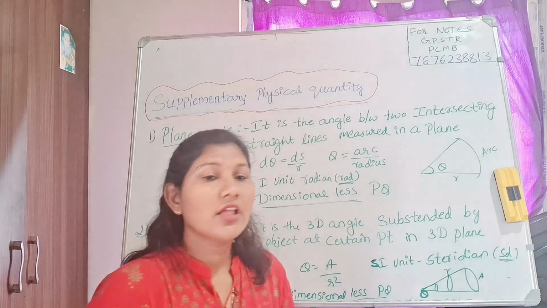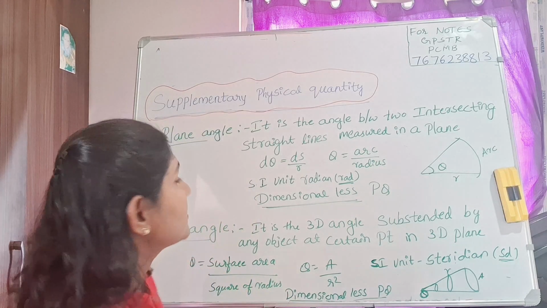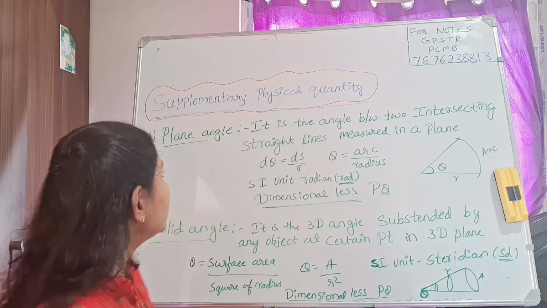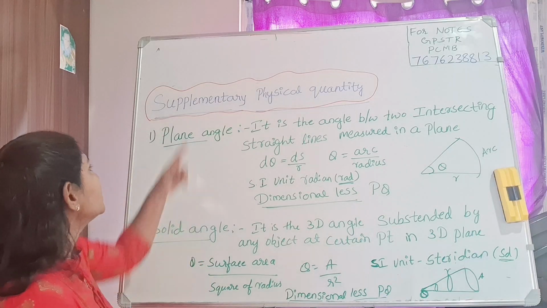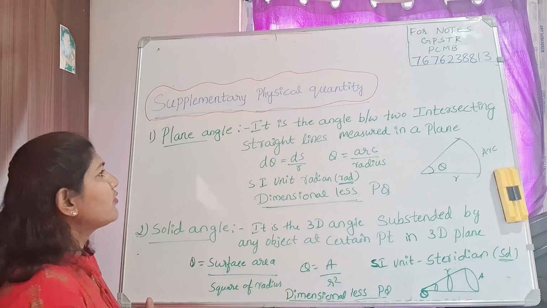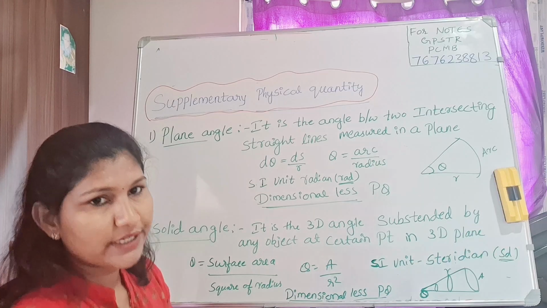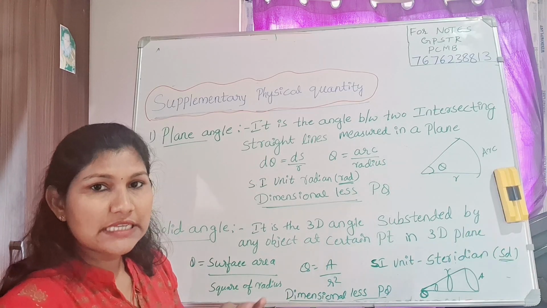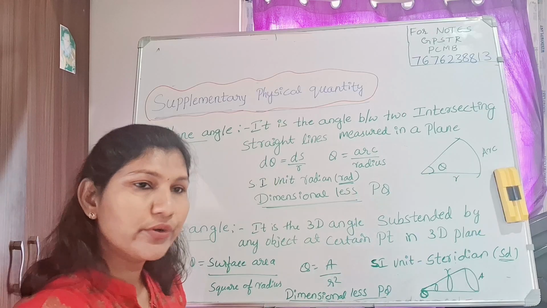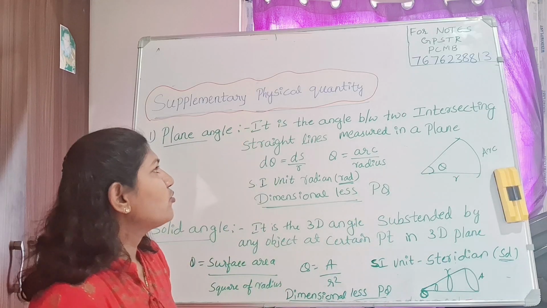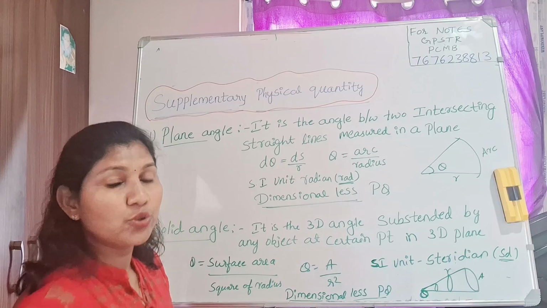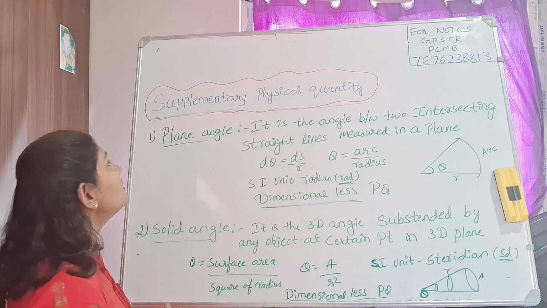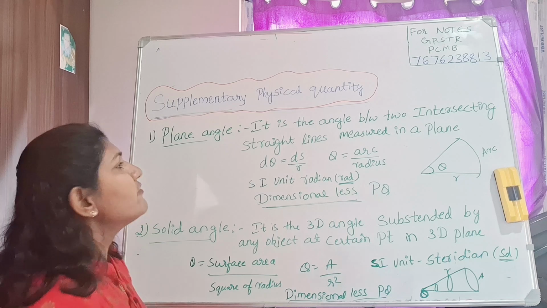Back to our channel. So last class we studied the types of physical quantities. Today we come to the third one, supplementary physical quantity. There are three types of physical quantities I told: first is fundamental physical quantity, second is derived physical quantity, and third is supplementary physical quantity. We already studied the first two types in the last class. Now the third one is the supplementary physical quantity.